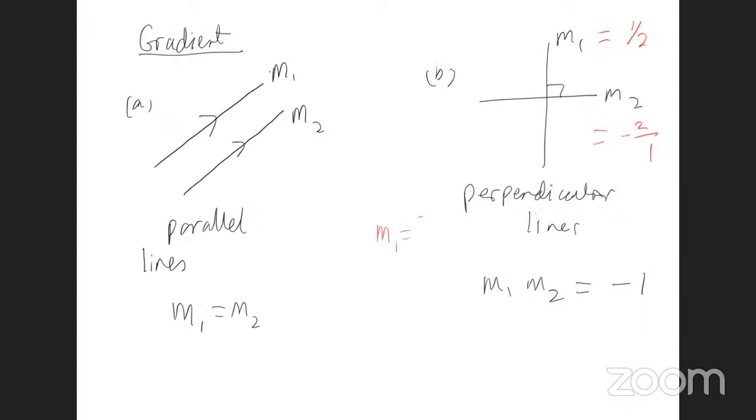Suppose the gradient was negative 3 on 2. The perpendicular line is what? Flip the value over and change the sign. Okay? This is called negative reciprocal, right? Flip the value and change the sign, right? So change the sign and flip the value.